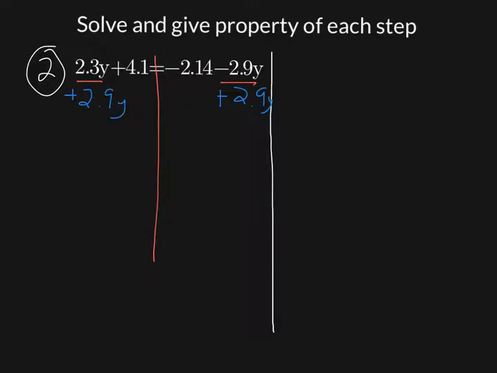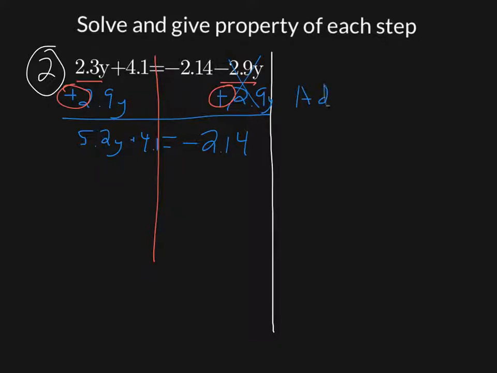Well, 2.3 plus 2.9, when we add those together, that would be 5.2. Okay, so we're left with negative 2.14. And again, it's a two-step equation. But before we do that, what did I do in my first step? Well, I added on both sides. So that's the addition property of equality. I'm just going to say addition here.